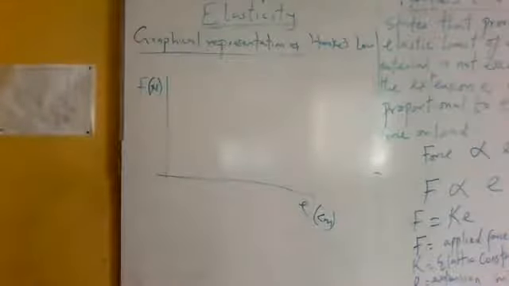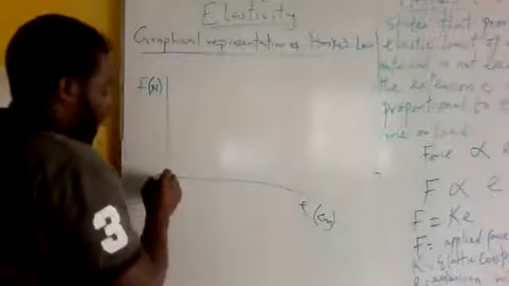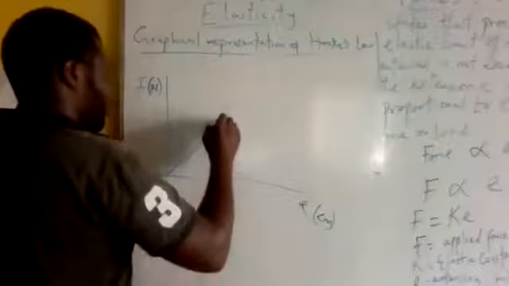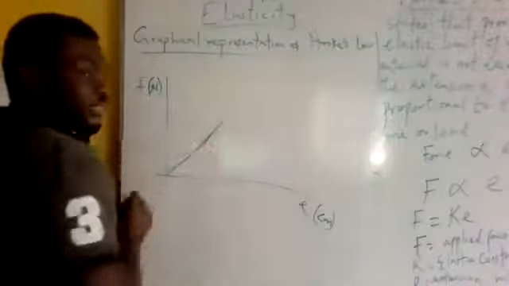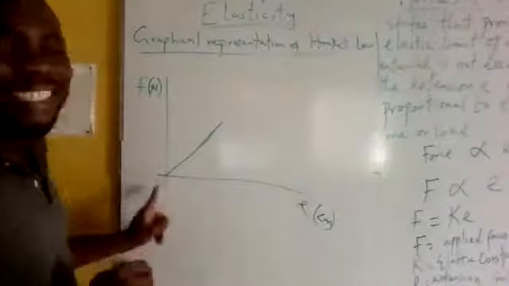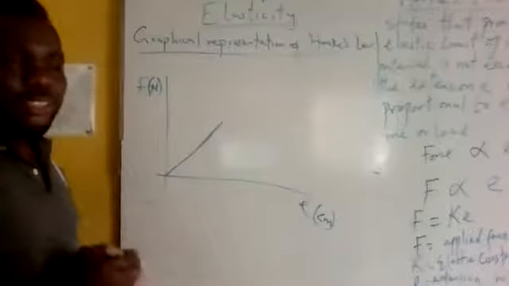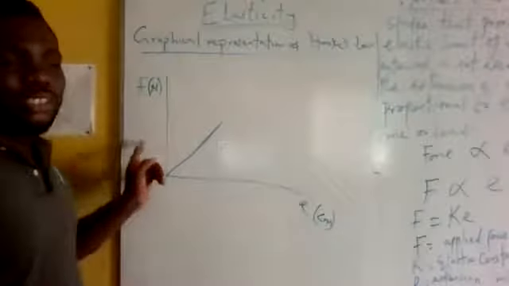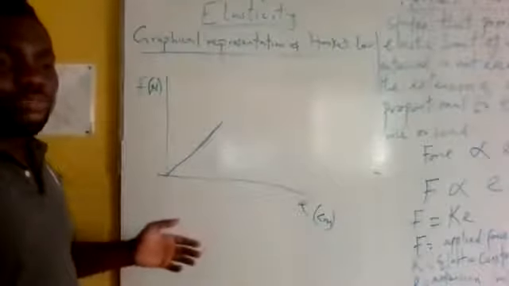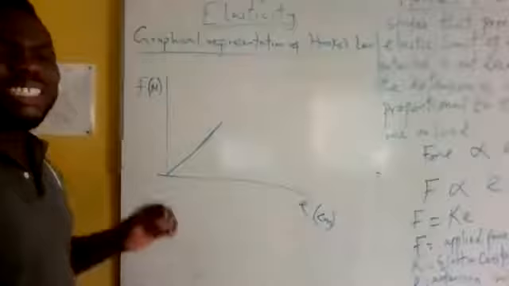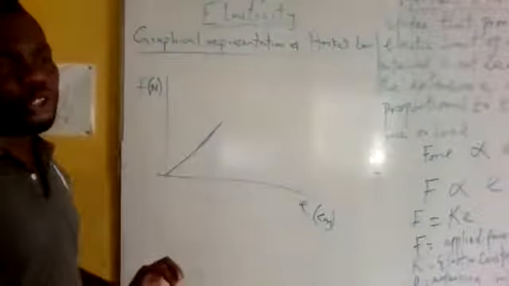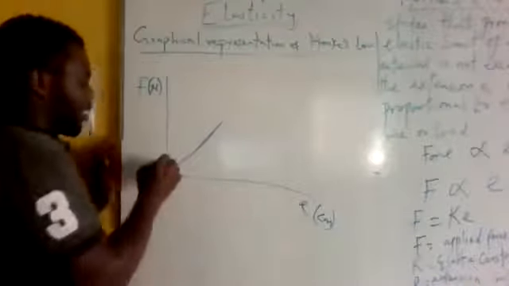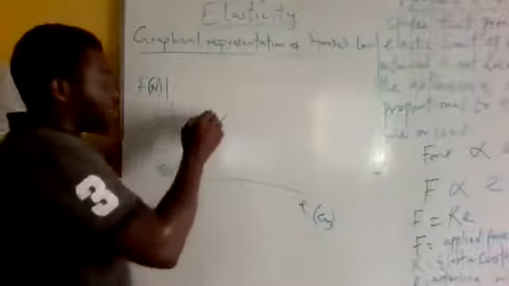Now, when you have these points going along a straight line, are you getting me? At this point, we say it is linear. Now, what does it mean? When it is linear, linear means that what? As F is increasing, E is also increasing. It's increasing in the same proportion. So at this point, let's call this 0 to A.